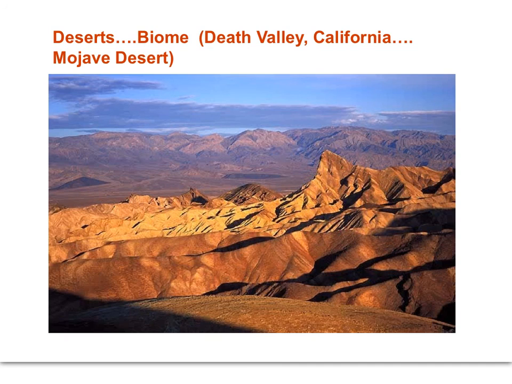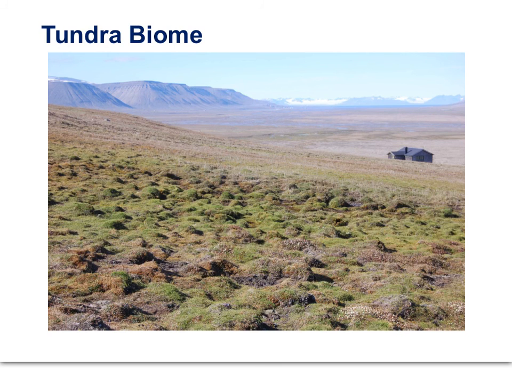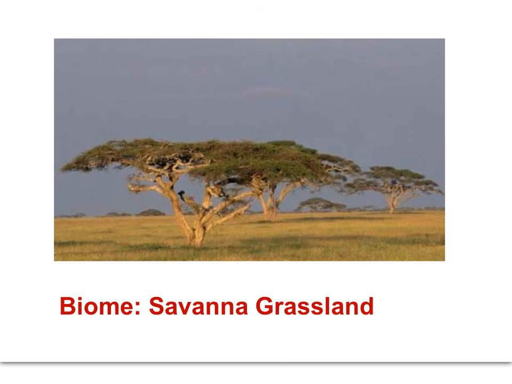A desert biome is an open system. The tundra biome is an open system. This is a photo that I took in Svalbard, Norway, at 78 degrees north latitude. The savanna grassland biome is an open system.